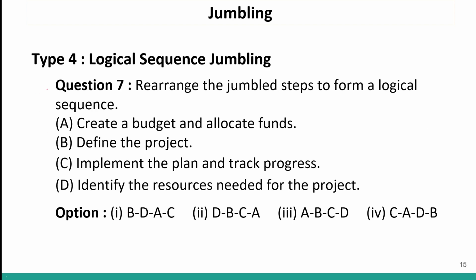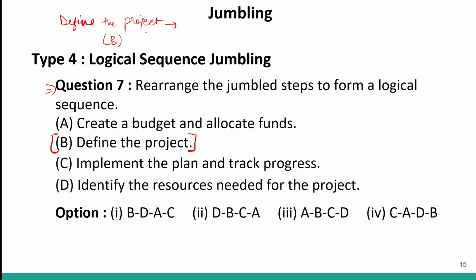Now, question number 7. Again, 4 sentences are given to us and we have to rearrange them to form a logical sequence. Now, first one, create a budget and allocate funds. Then, define the project. Implement the plan and track progress and identify the resources needed for the project. Now, the very first thing is I'll define the project. I'll find out what my project is. So the first step will be to define it. Correct? Define the project. This will be my first step, which is option number B.